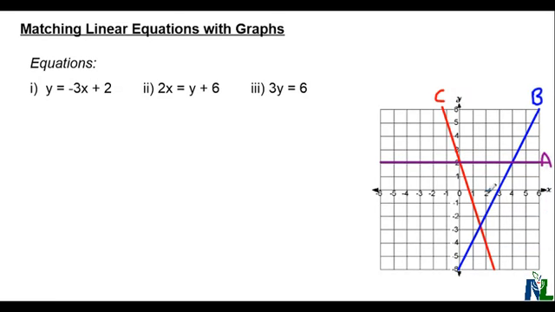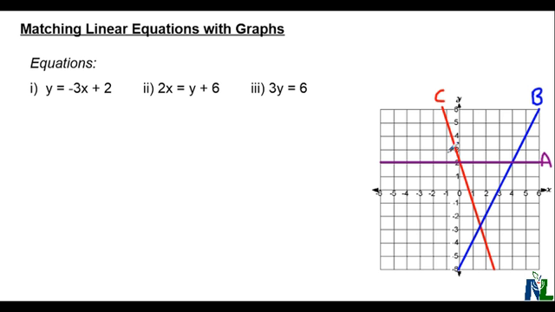In this video, we're going to look at how you can match given linear equations with lines that have already been provided to you on a graph. You'll notice I have three different lines, A, B, and C, and I have three different equations, 1, 2, and 3. A great place to start is quickly scanning through your graph to see if any are horizontal or vertical. And you'll notice right away that line A is actually horizontal.